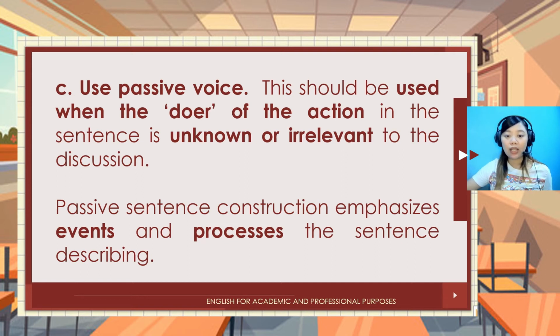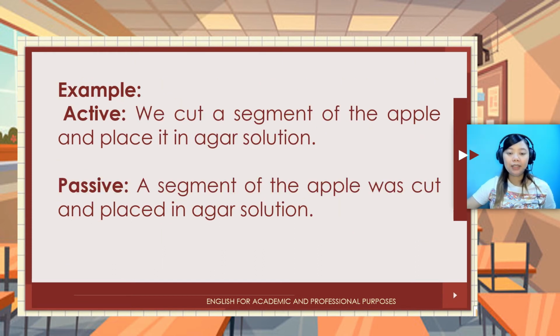Passive sentence construction emphasizes the events and processes the sentence is describing. So another thing about passive voice is its focus: it highlights the events and the processes and not the doer. Unlike active voice, which, as you know, emphasizes the doer of the action. For example, a sentence in active voice reads, "We cut a segment of the apple and place it in agar solution." To make it passive: "A segment of the apple was cut and placed in agar solution." It's much more formal and it avoids the use of the personal pronoun "we."